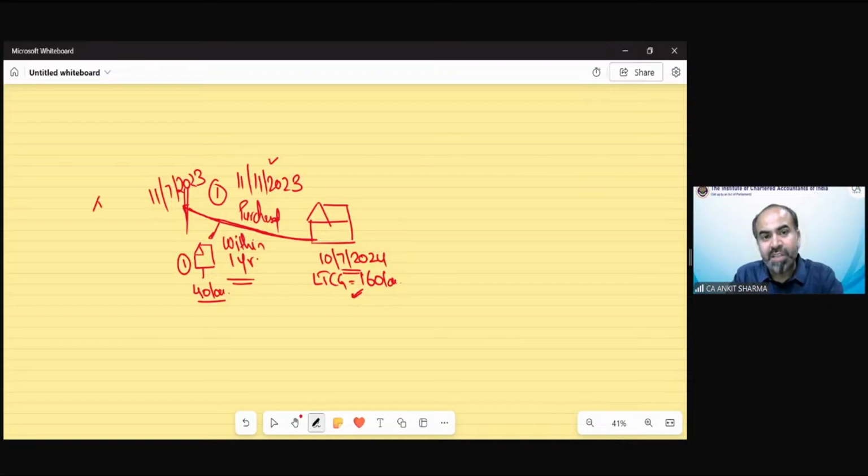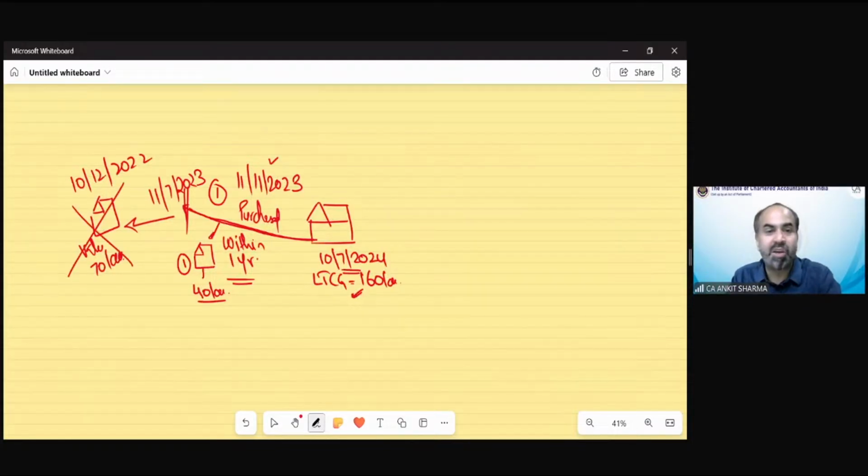Suppose one more house has been purchased on 10th December 2022. Value 70 lakh. But because that has been purchased before 1 year, that is not eligible for the purpose of exemption. So only those house exemptions you can claim, those which have been purchased within 1 year from the date of transfer. Okay. Now, somebody says, no, I will purchase after I transfer this property.